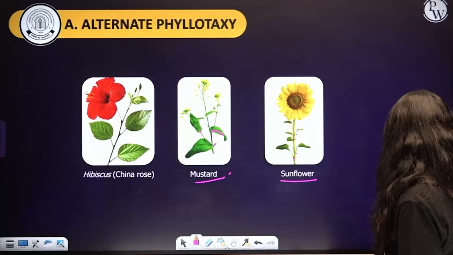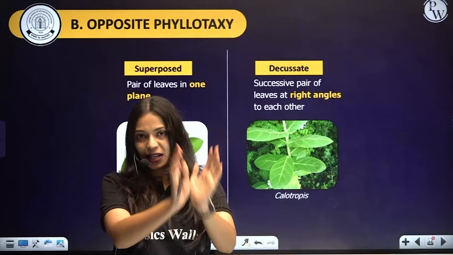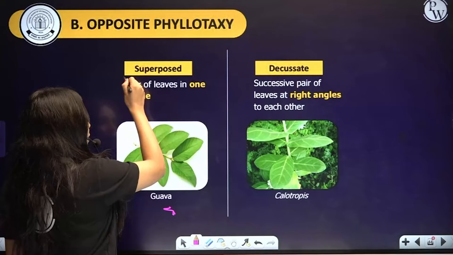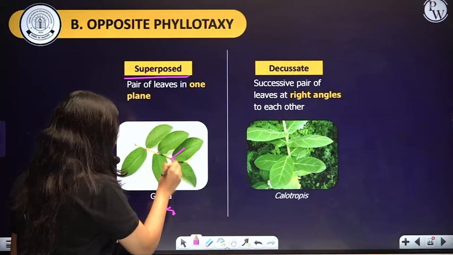Now, I told you that in opposite phyllotaxy, you have two leaves at each node. Now, depending upon the plane in which the leaves are present at successive nodes, we have two different types. Alternate superposed. Superposition means what? Present directly on top of. In alternate superposed type of phyllotaxy, you can see that the leaves at each node are present in the same angle.